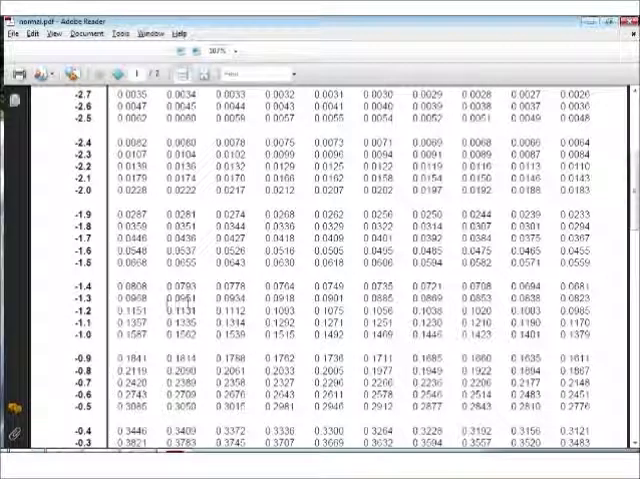0.9 is somewhere over here. We select based on 0.093.